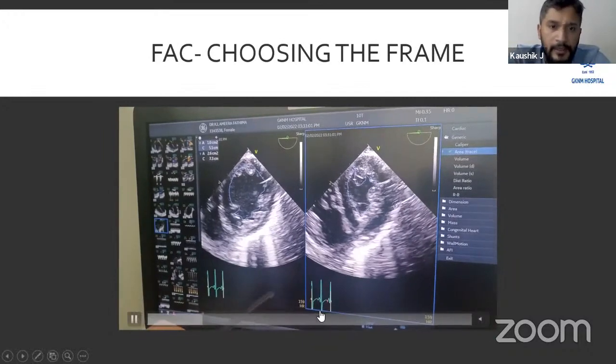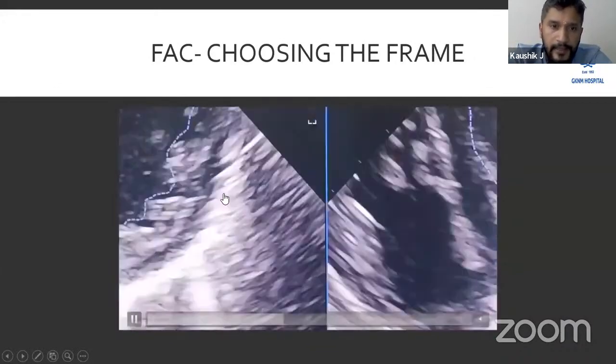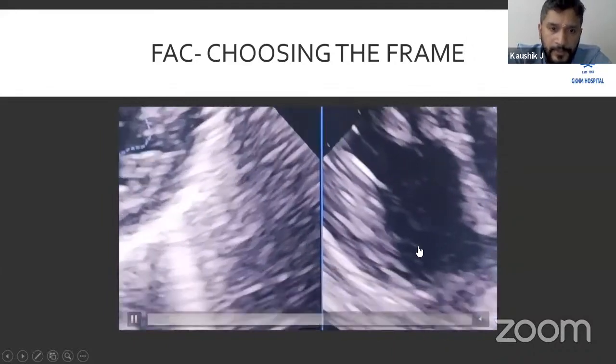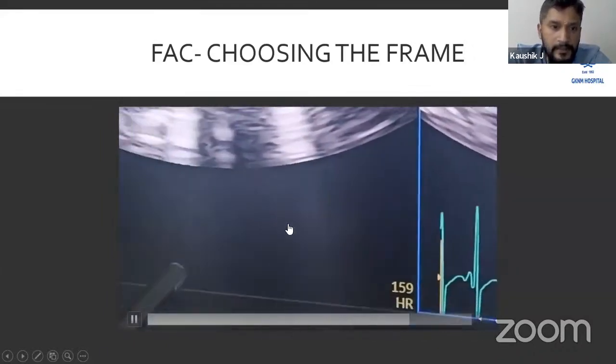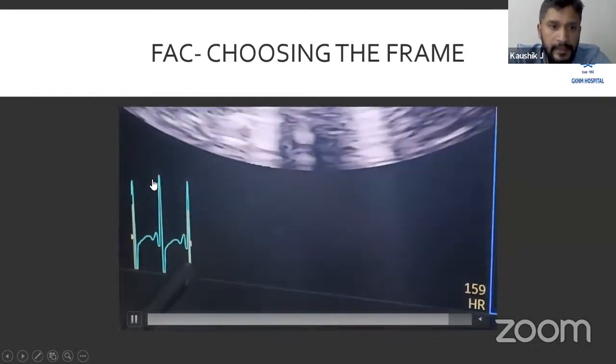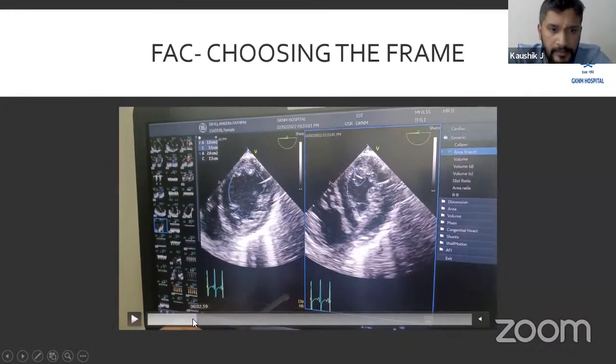And now we have identified, like before, the end systolic frame and the end diastolic frame. Pardon me for the quality of the videos. I've had a merciless couple of weeks at work. So this was just recorded yesterday in theater. You can see, let me just run this slowly.